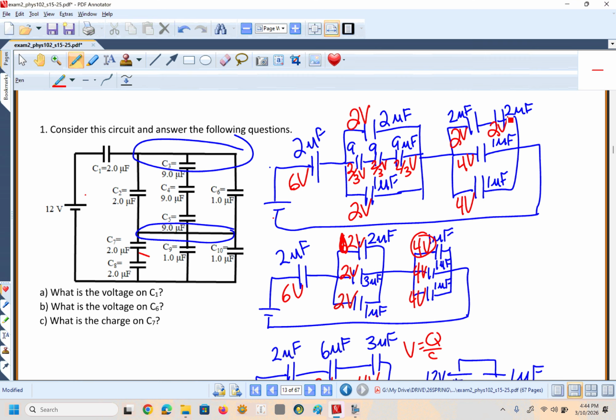Let's see, the voltage on C1, that's this capacitor, that's 6 volts. The voltage on C6, where's C6? That's that 1 microfarad capacitor, right here. That's 2 volts. And then the charge on C7, C7 is this capacitor. To find the charge, that's C times V, that's 4 microcoulombs. 6, 2, and 4. Okay? Draw those pictures. It'll help you.